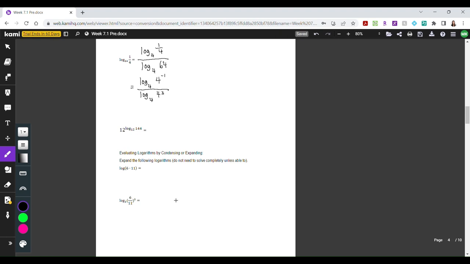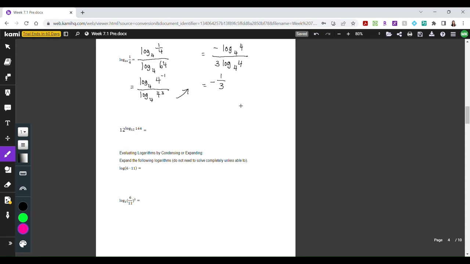Now I am going to rewrite this with the exponents on the side. So I have negative log base 4, 4 over 3 log base 4, 4. Oh, look, log base 4, 4. That means these two would equal 1, right? So in the end, I will get my final answer of negative 1 over 3. If you have any questions about this, bring it to your deep dive lesson.